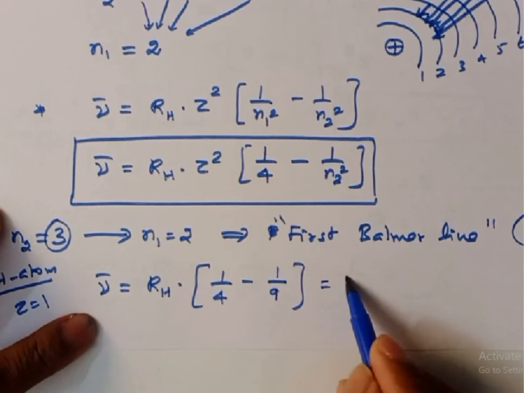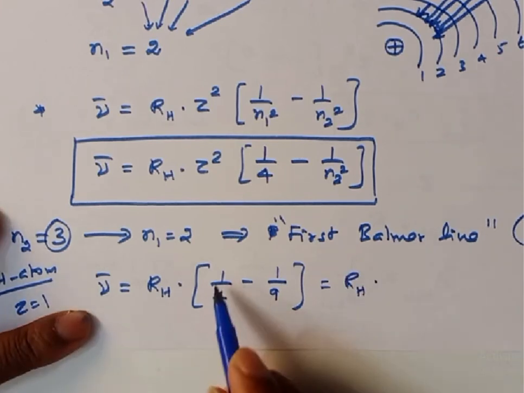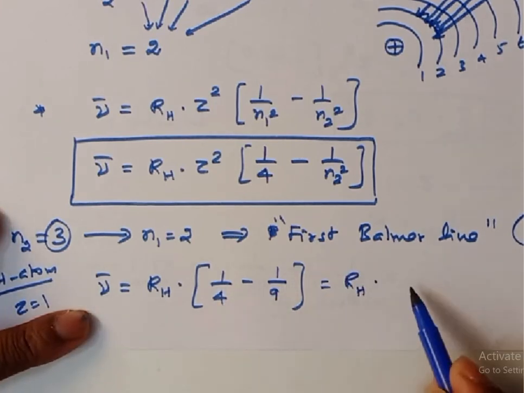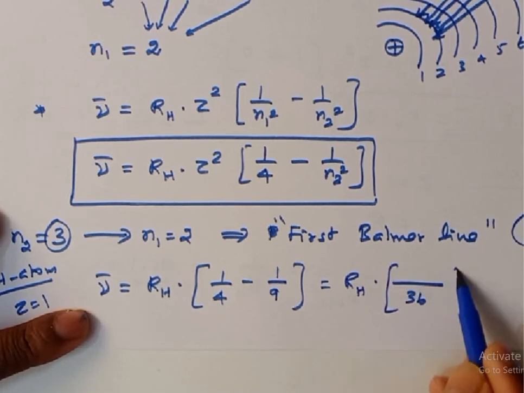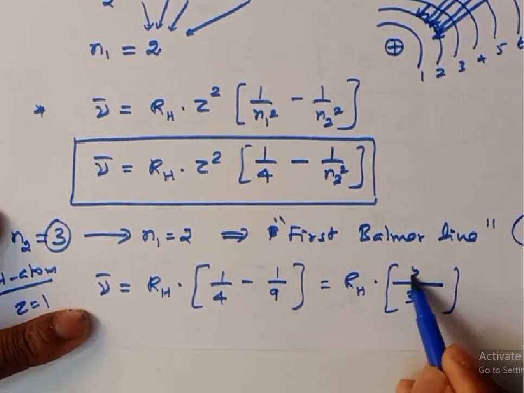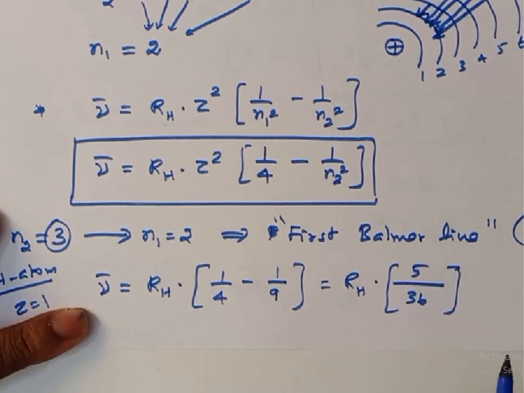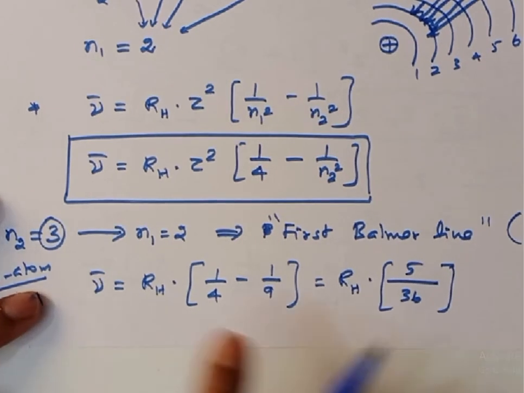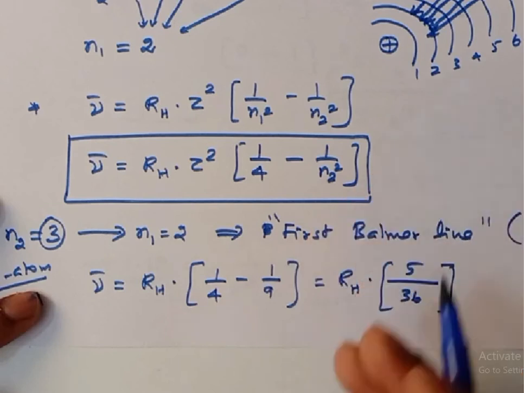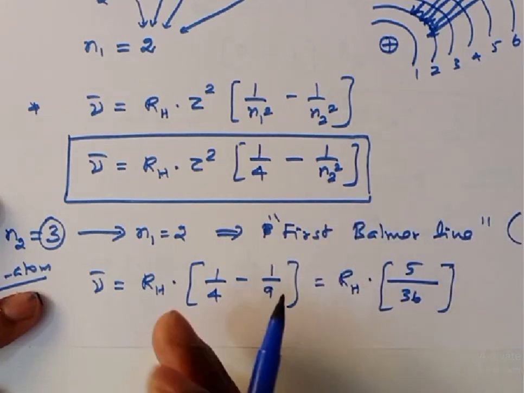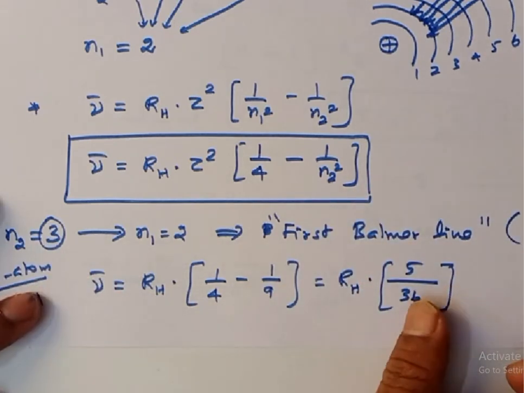Or I can write this as RH into, if we take LCM, I will get 36 here, and in the numerator will get 5. So 5 by 36. Right? This is the wave number. What is the corresponding wavelength? Wavelength is the reciprocal of wave number. So let me write to the next page.